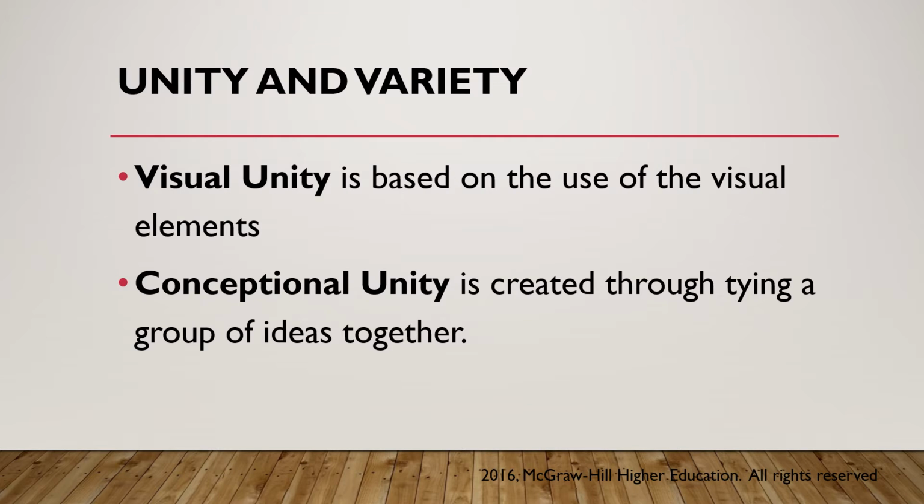So visual unity is based on the use of the visual elements. They are elements that you can see. They are in our list of things. Conceptual unity is tying a group of ideas together. It's probably more prominent in more modern art, where people are trying to make a social statement about things. That's probably where you're going to see conceptual unity more often.